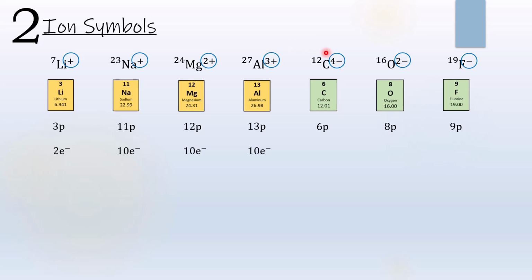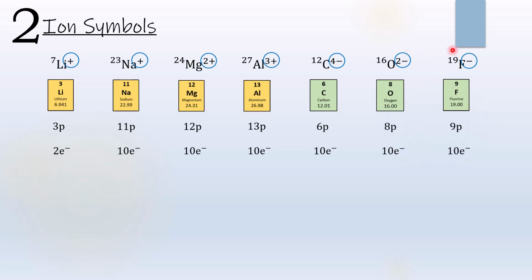Now for carbon here, now we've got an anion. In this case, because I've got a negative charge, in this case 4 units of negative charge, I must have 4 more electrons than I do protons. So in this case, I'd expect to have 10 electrons for this particular anion. Oxygen, I've got 2 more electrons than I do protons because I got 2 units of negative charge. So I have 10 electrons.